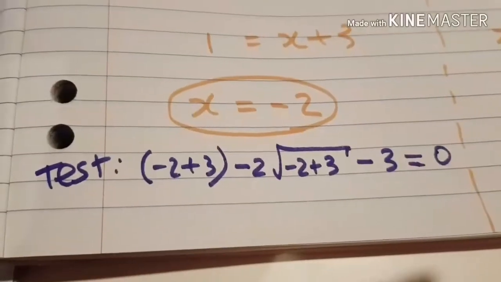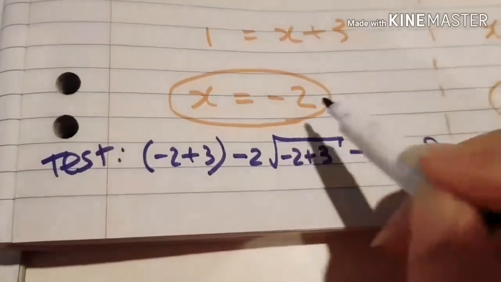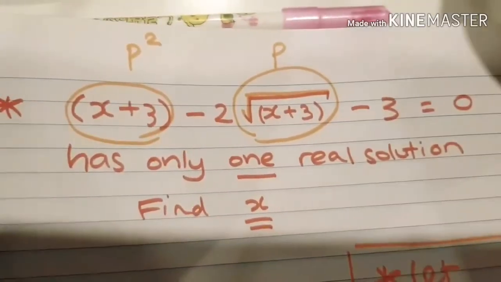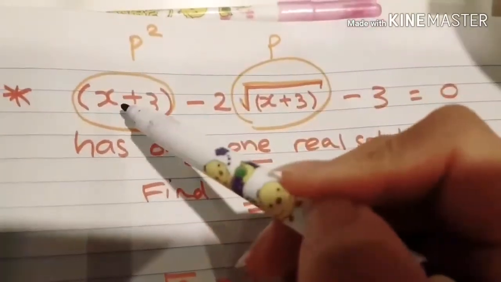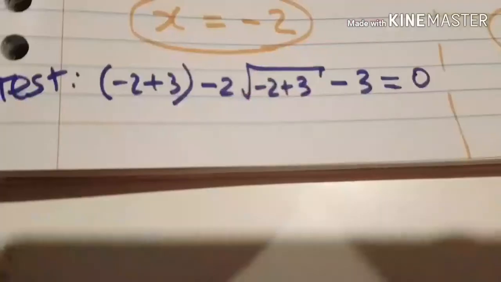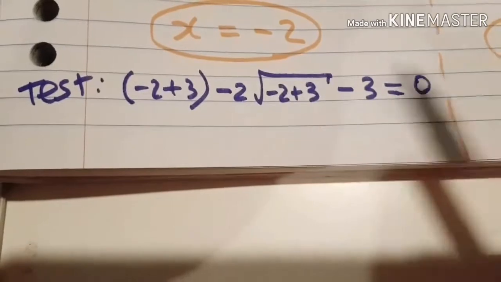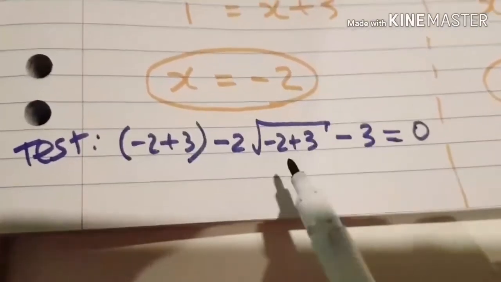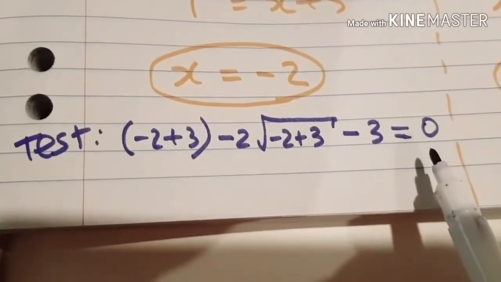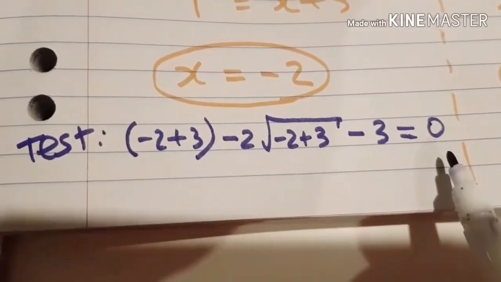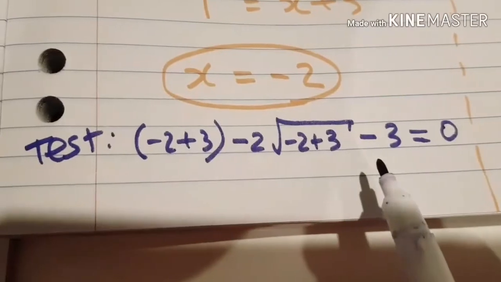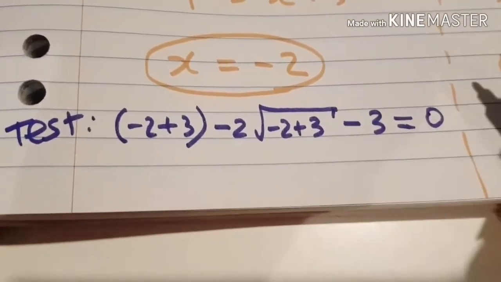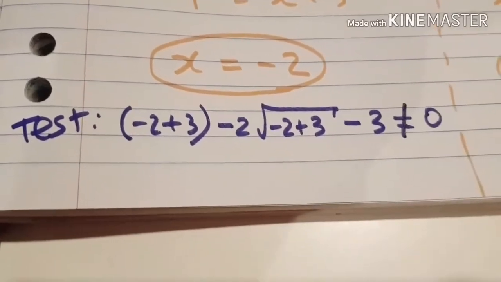Like this. If I put -2 into the original equation, so what I have done is -2, -2. There you go. If I calculate this, it should be equal to 0 according to the question. However, if you calculate this, you will get -4, which is not 0. So this is not a solution.